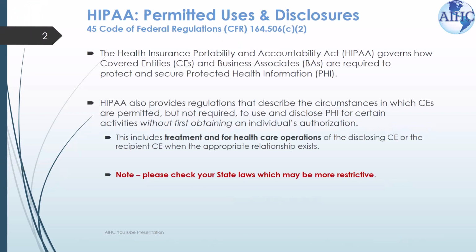HIPAA is found in the Code of Federal Regulations, 45 CFR. Permitted uses and disclosures is found in part 164.506(c)(2), which governs how covered entities, CEs, and business associates, BAs, are required to protect and secure protected health information. This compliance tip discusses a few of the circumstances where your organization may be permitted to disclose PHI without obtaining written permission from the patient, such as for treatment and healthcare operations. Check your state privacy laws and always follow the most restrictive rule.